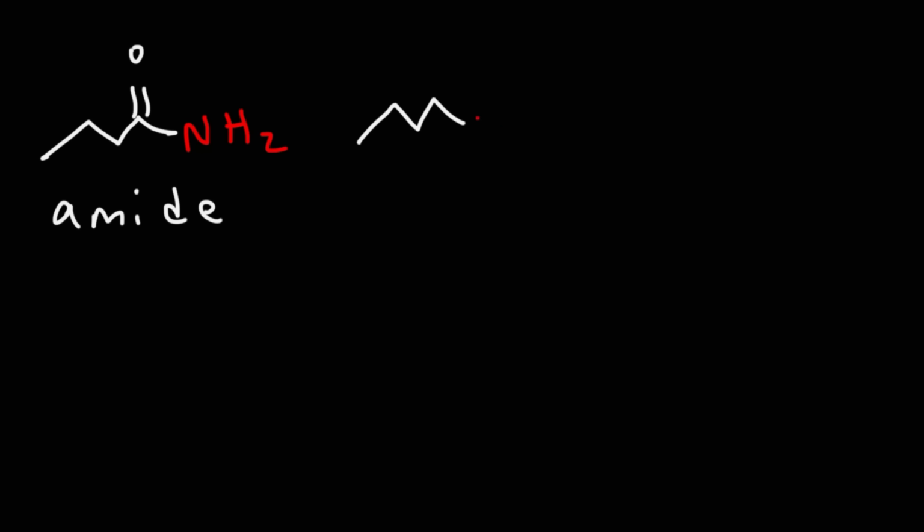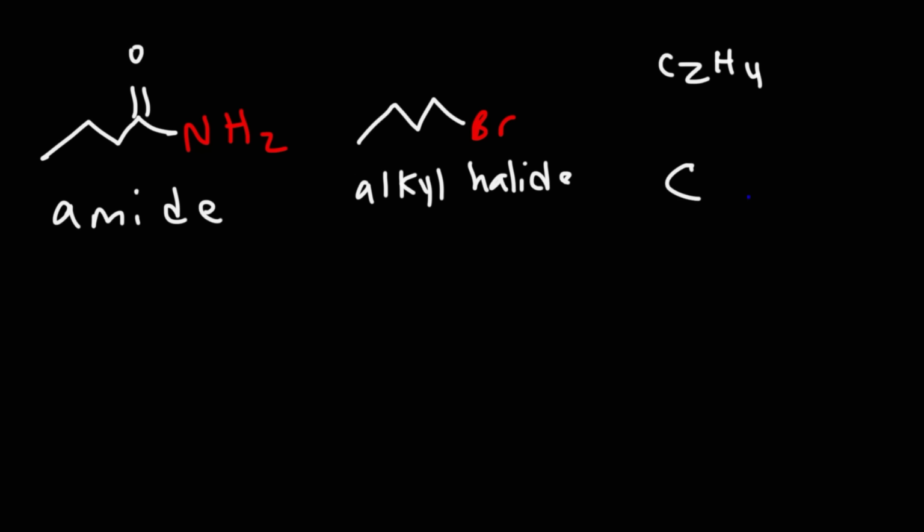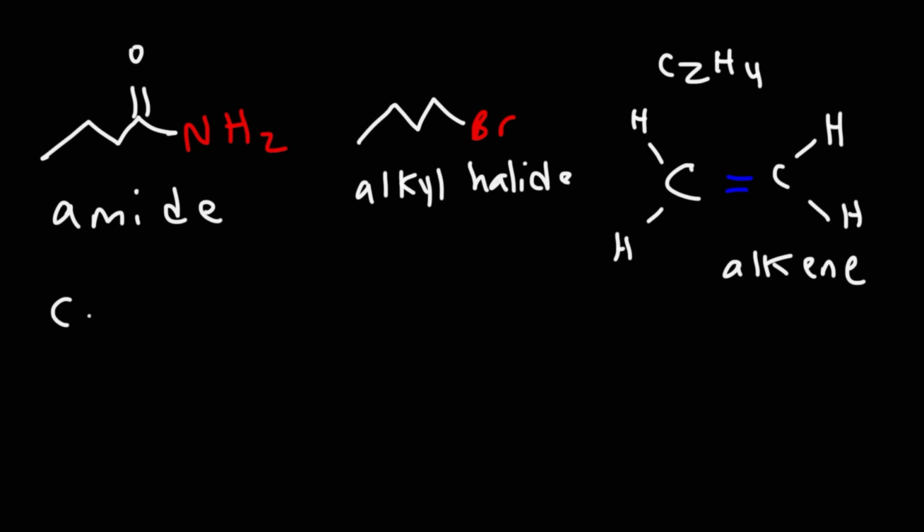If you have a halogen attached to an alkane, this becomes an alkyl halide. If you were to see this, C2H4, this is ethene. Whenever you introduce double bonds between carbon atoms, you get what is called an alkene. C2H2, this is acetylene, and we have a triple bond between the 2 carbon atoms. This is an alkyne functional group.